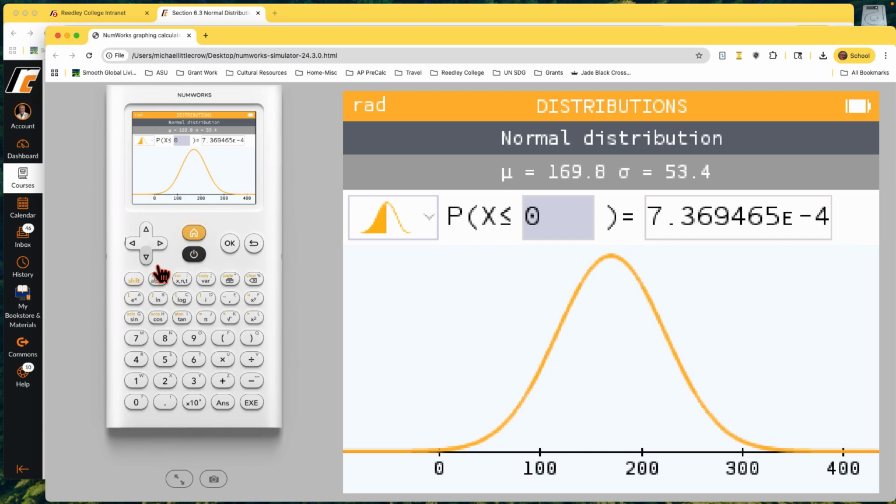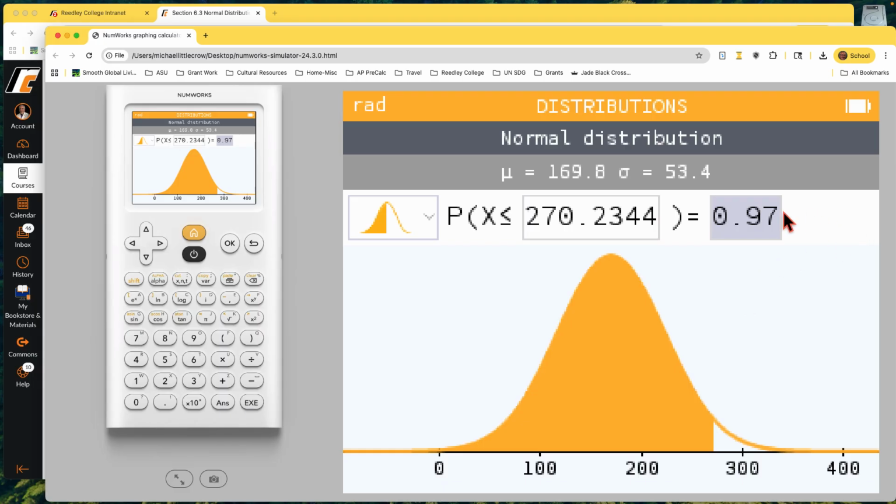So someone who's in the 97th percentile, I have to look over here. This is where I put percentages. This is where I put areas, 0.97. So 97% of 18-year-old males weigh less than 270.23. We could round it, so 270 is the 97th percentile.